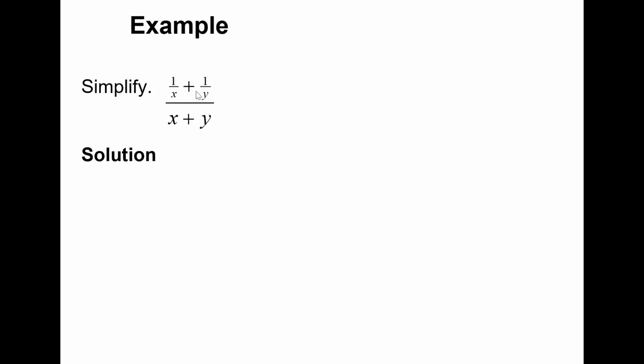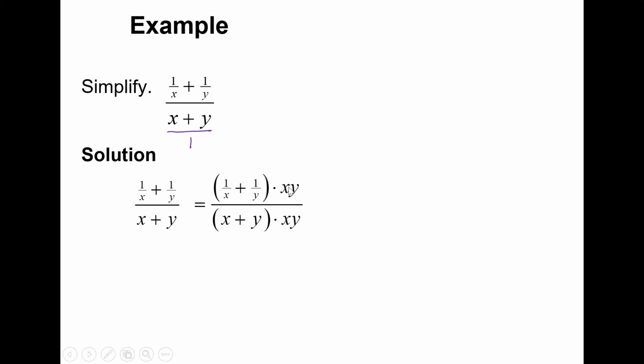Well, if we look at the numerator, the LCD is what? X times Y. Here, the LCD is just 1. So really, the LCD of the whole thing is just X times Y. And so we're going to multiply everything times X times Y. So when we do that, we're going to distribute here and we're going to distribute here. And so as we see, we get the xy over x plus xy over y.